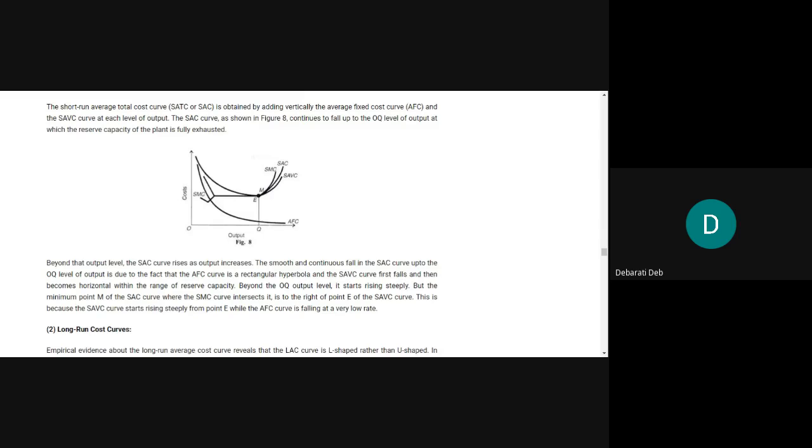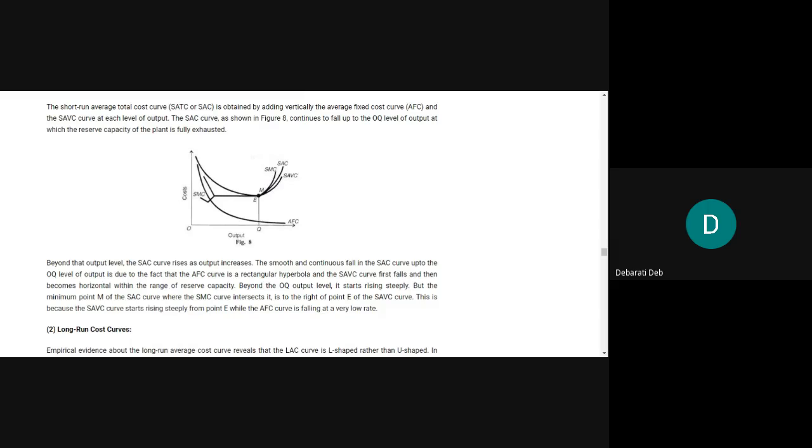of the short-run average cost curve, where the SMC curve intersects it. Okay, the point at which the marginal cost curve will intersect it is to the right of point E of the SAVC curve.